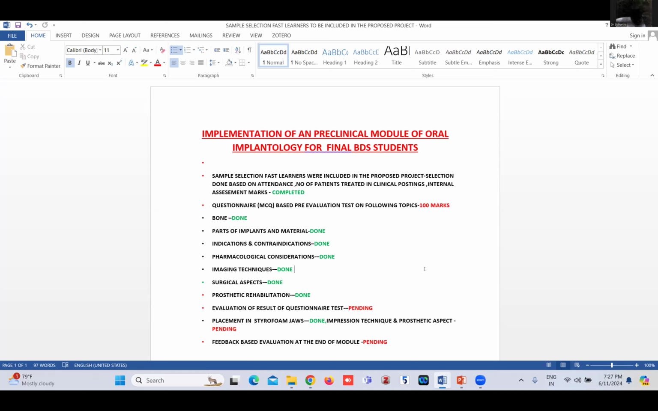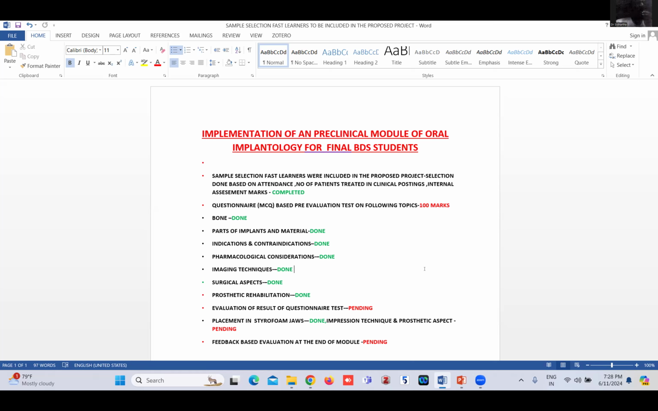Once the third internals were over, we selected the students based on their attendance, number of patients treated in clinical postings, and their internal assessment marks. Then we made an MCQ-based test comprising 100 marks, based on the syllabus for basic implantology prescribed by the DCI. I have given it for undergraduates only.